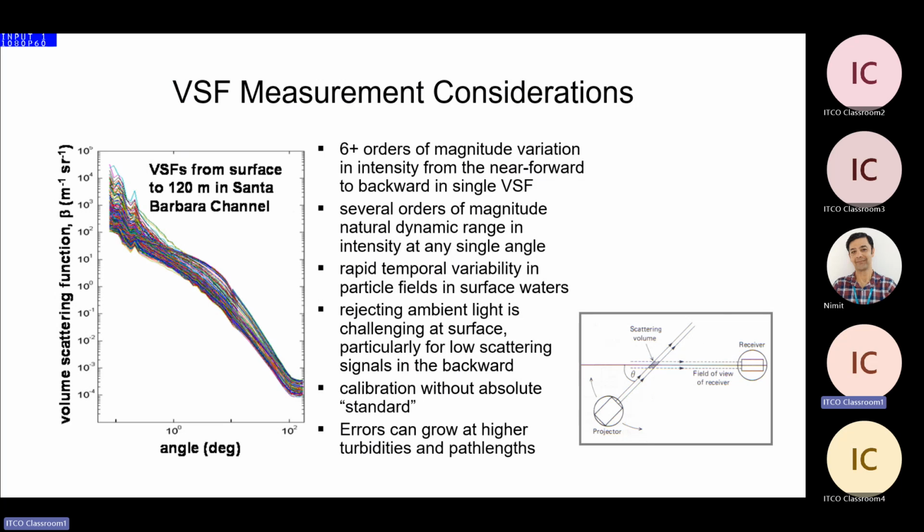There's rapid variability in particle fields, especially in surface waters. You have breaking waves, bubble injection, foam at the surface. There's a lot of things going on, and certainly in things like coastal waters where you have a surf zone as well. We've done some work there, but it's also a challenge. Rejecting ambient light, especially in the backward angle, because most of the light is scattered in the forward angle. So in the backward directions, you don't have much light back there. So rejecting the ambient light can be challenging, especially at the surface where you have a lot of ambient light.